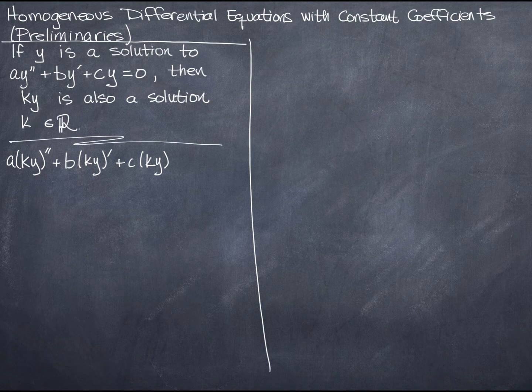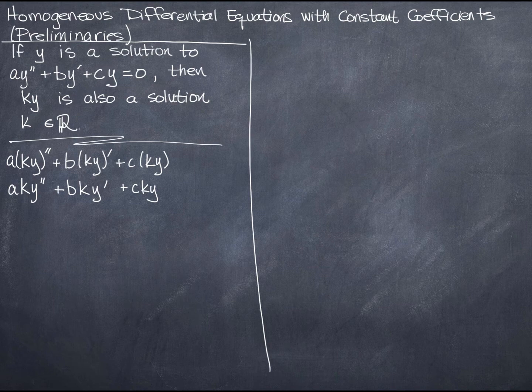Well, I'll start with the last term over here. This is just algebra. This is just c k y, right? Just remove the parentheses, really. The second term is b times the derivative of ky, but k is a constant. So the derivative of ky would just be k y prime. So this is just going to be b times k y prime. And the same thing happens when you take the second derivative. The first derivative is k y prime, and because k is a constant, the second derivative is going to be k y double prime.